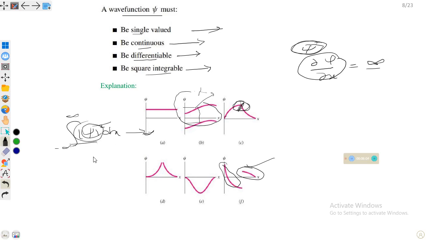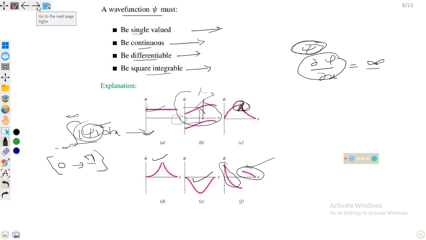probability is the square, so the total probability should be equal to 1. Probability always remains between 0 and 1. And these are some wave functions. For example, this is not acceptable because it gives two values. This is also discontinuous. This is an acceptable wave function because it is continuous. This is also a continuous wave function, and this is a constant function that does not depend upon position, so this is also an acceptable wave function.